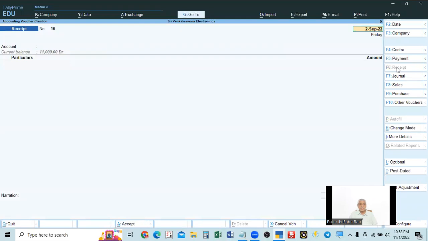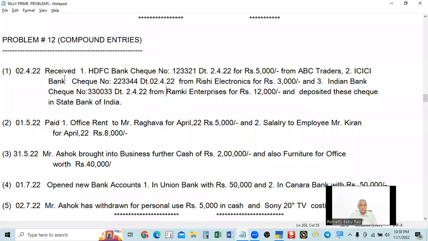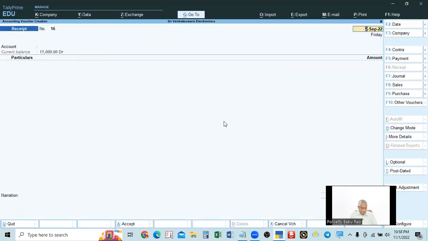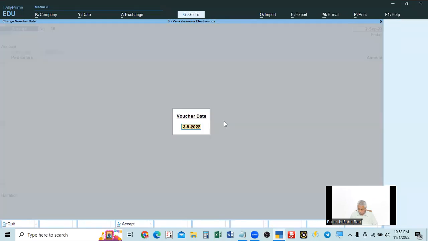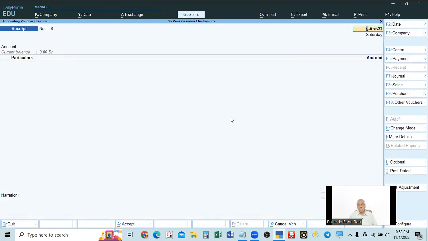You select F6 receipt voucher. Then we take the date. Date is 2nd April. So F2, 24, we can type, or we can type 24 there itself. So we selected the voucher, selected the date.